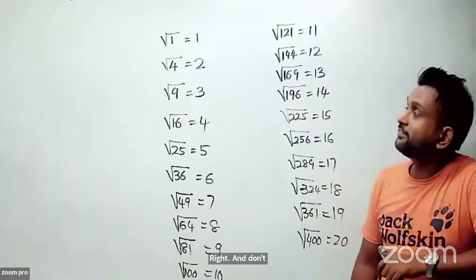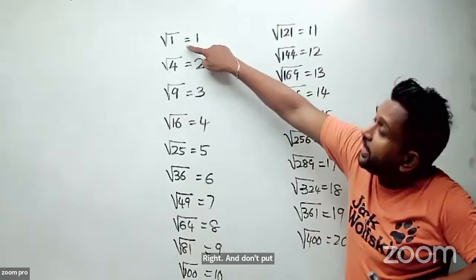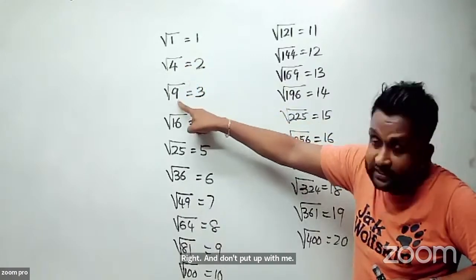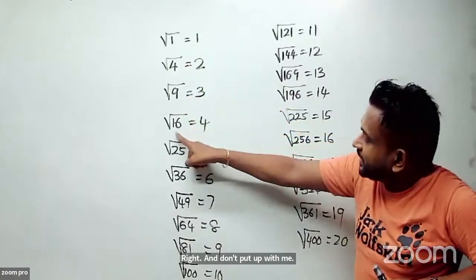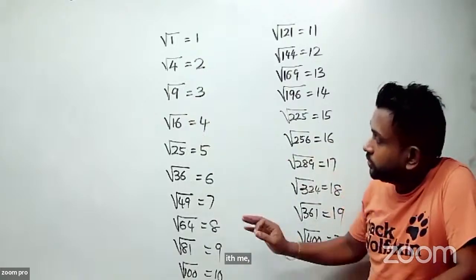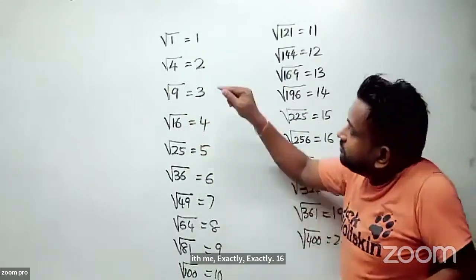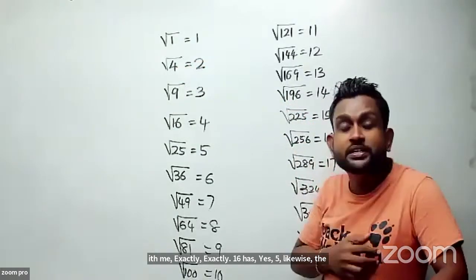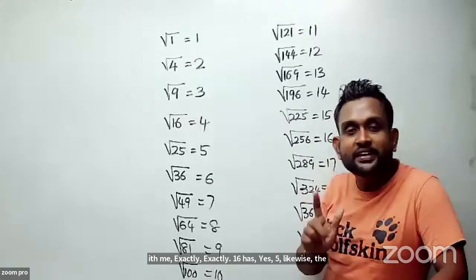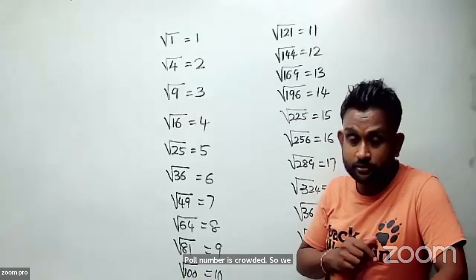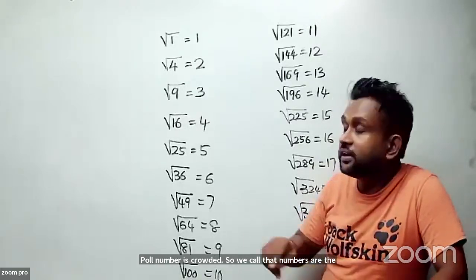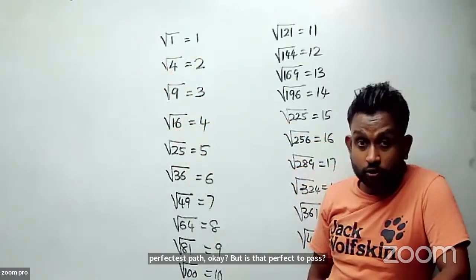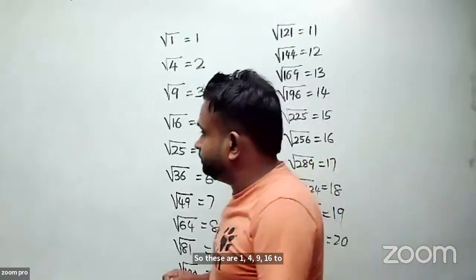We say that the square root of 9 is exactly 3, the square root of 16 is exactly 4, and the square root of 25 is 5. Likewise, these values have exactly a whole number as their square root. So we call those numbers the perfect squares. What are they? Perfect squares. So 1, 4, 9, 16, 25 are called the perfect squares.